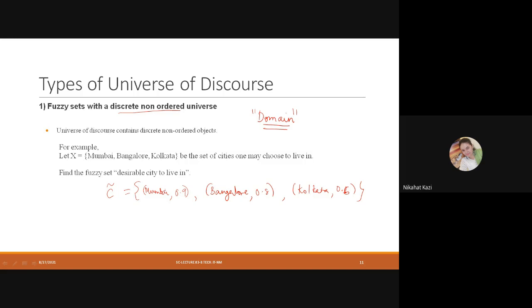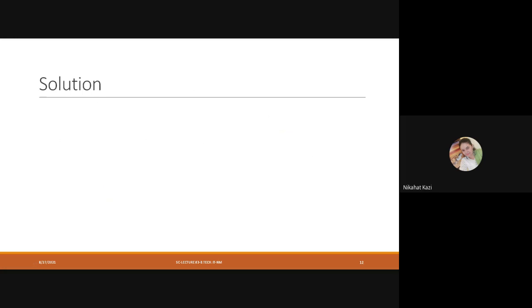Okay. So this example is an example of a discrete non-ordered universe. Okay. So everyone will get different answers. Someone could give Mumbai 1 also. It depends. You love Mumbai, na? Amchi Mumbai. Yes. So I love Mumbai. So that is perception. So it is fine. All answers are correct.